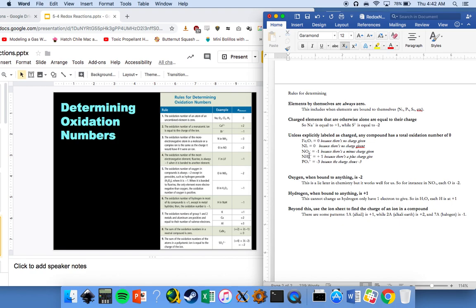You have a couple friends that are useful to you. When you're working these problems, you almost always want to see if you have oxygen, because oxygen is very well behaved when it comes to redox.